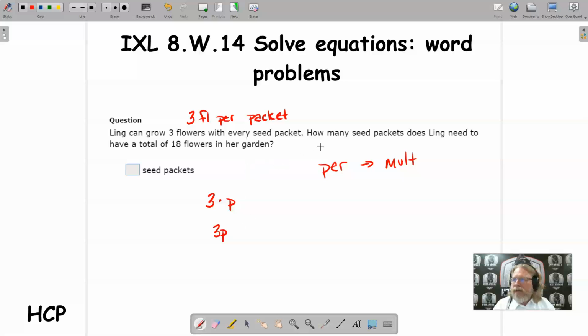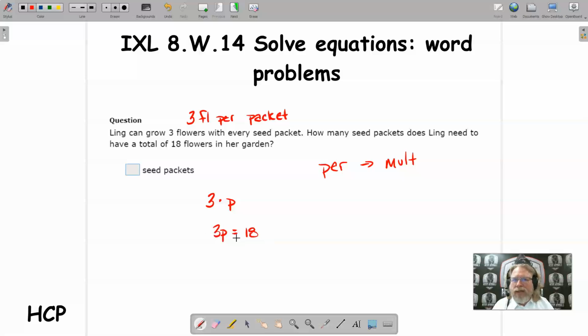So now the next question is, how many seed packets does Ling need to have a total of 18 flowers in her garden? So we know that for every pack she gets 3 of them, but we want to know about what if she wants 18 of them, right? So now we need to solve for P. Whenever we look at this, we realize that for every packet, we're going to get 3 flowers, and we want to know how many packets we need to get 18.